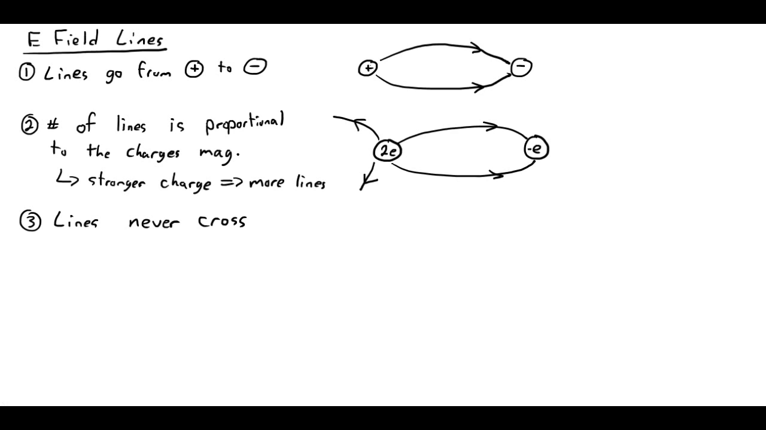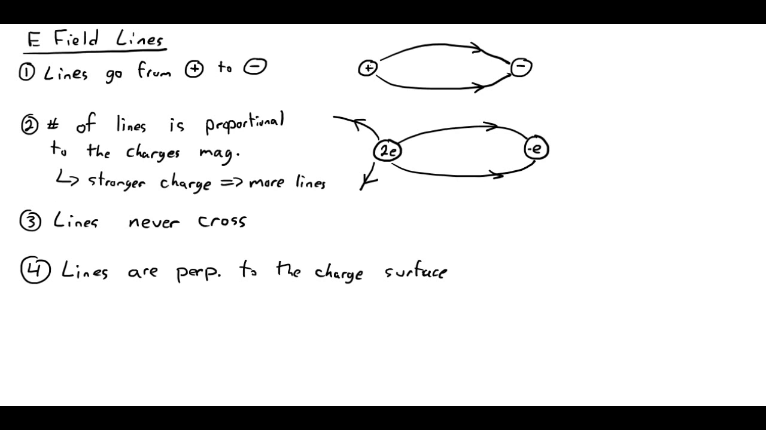Rule number 3 is that our field lines will never ever cross. Our field lines indicate the direction of an electric field at a given point. If our 2 lines cross, then that indicates that there's an electric field going 2 different directions at an exact point, which is not possible. Because they're vectors, there'd be the resultant between the 2, and we can only have one electric field going one direction at one spot. So our electric field lines will never ever cross.